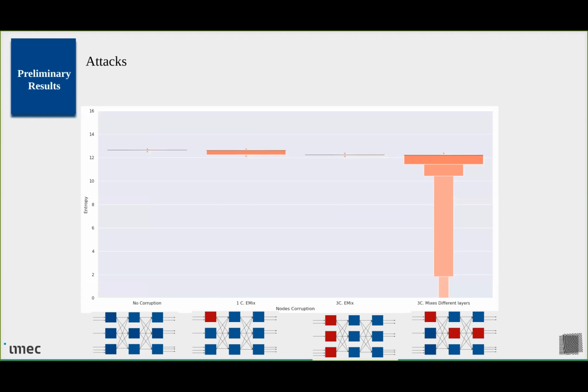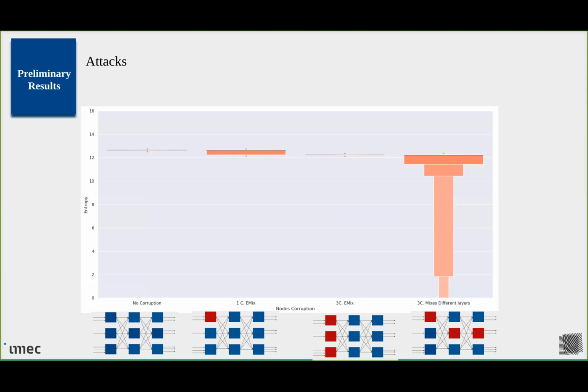Attacks. We like to talk about attacks. We like to talk about threat models. Here I'm going to show just one experiment about attacks. For this experiment, we use a stratified topology, 9 nodes, 3 nodes per layer. And the first graph just shows as a baseline what the entropy we get if we're using this configuration, using 100,000 messages per time unit.